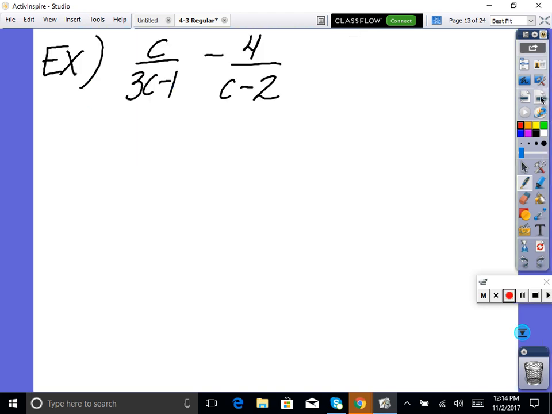Let's do another one like that. This one. Write it down for yourself because you're going to want to refer back to it before the test when we get to the reviews.